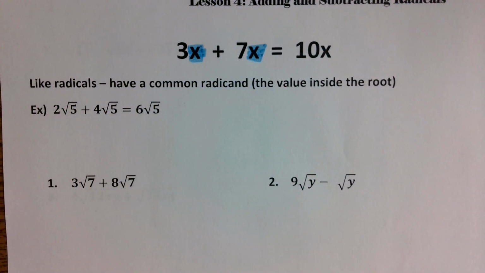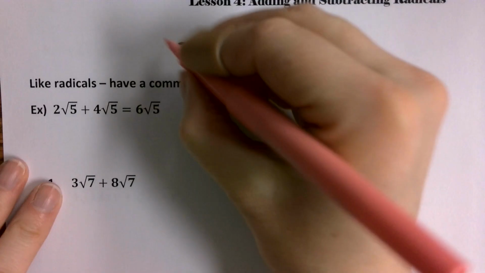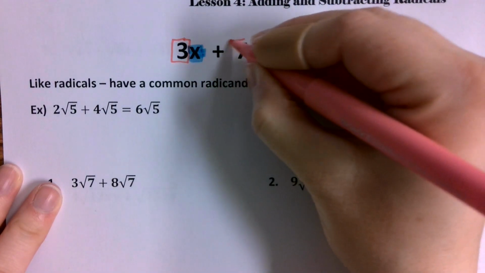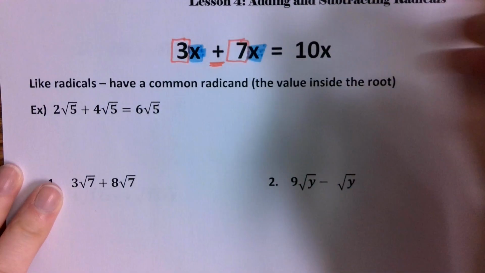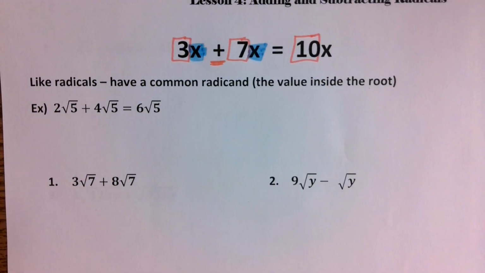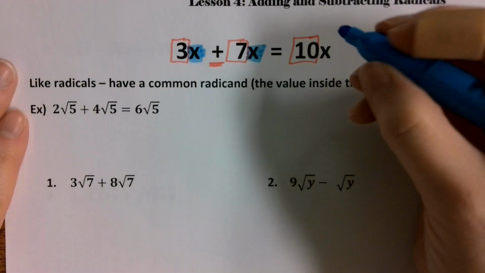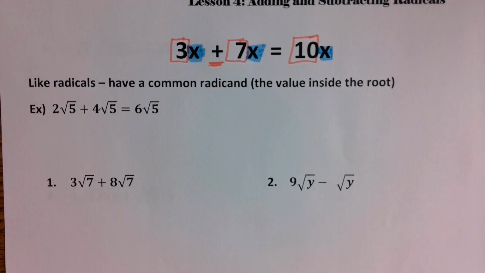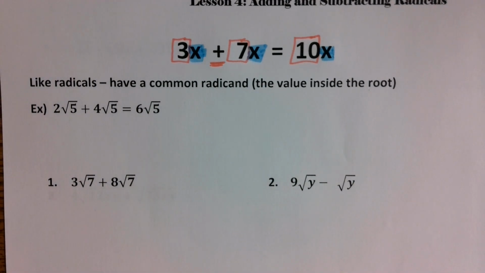So all that they wind up doing is taking that coefficient and adding that together to equal the 10, and then the variable stays just as it is, right? Nothing changes with those x's. It's no different if you're doing this with radicals. With like radicals, you have a common radicand. So remember, the radicand is that value, whether it's a number or an algebraic value, inside of the root. So inside of the radical symbol.